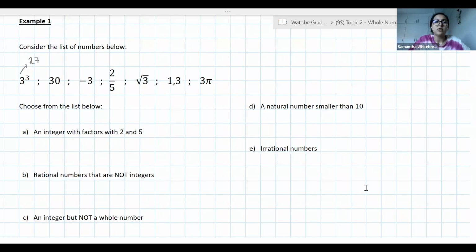So if we have a look at our first question, it is asking us for an integer with factors of 2 and 5. Now let's forget for a second the whole factor thing. Can someone raise their hand and tell me what is an integer? So what is an integer? You can put it in the chat if you want.